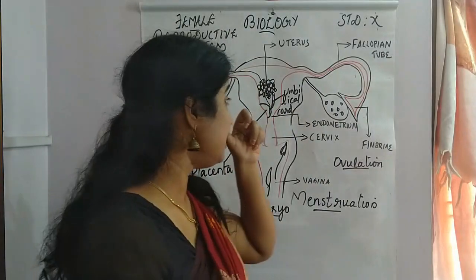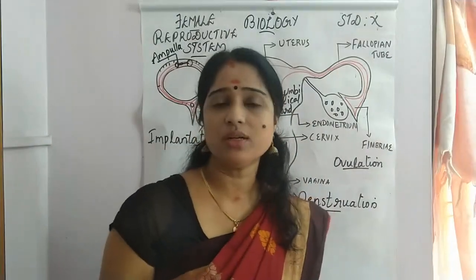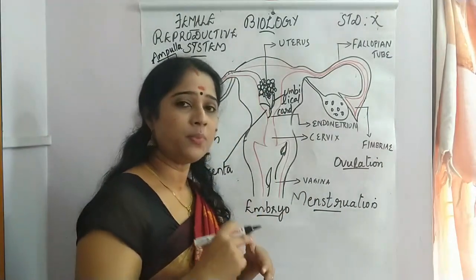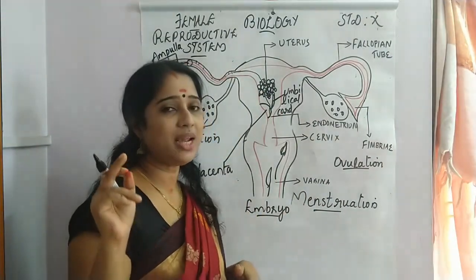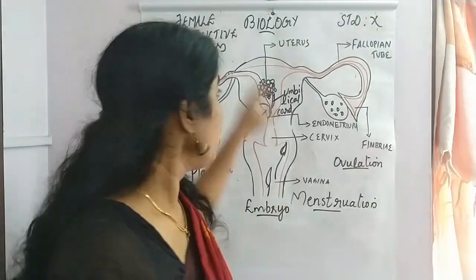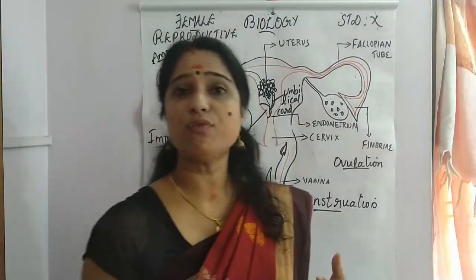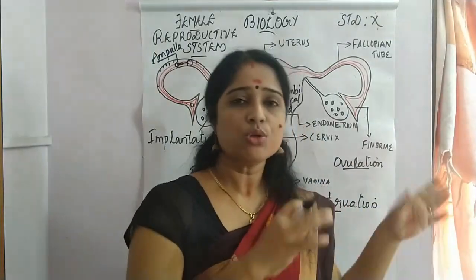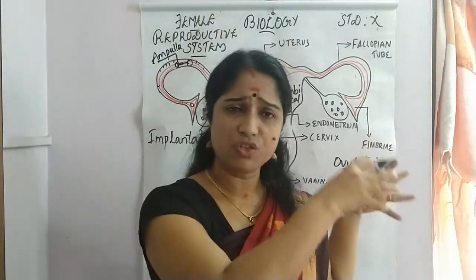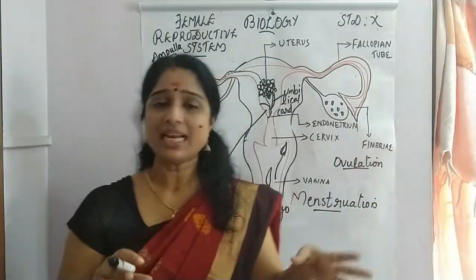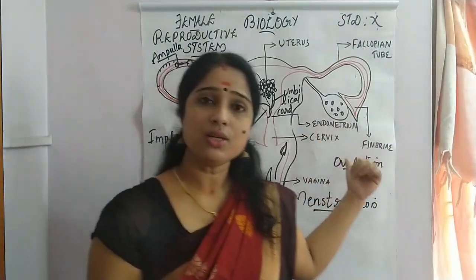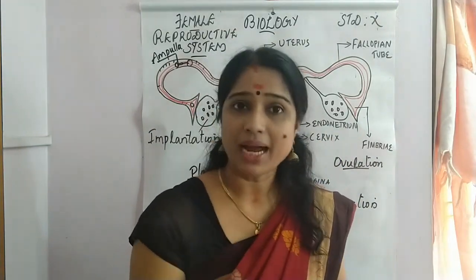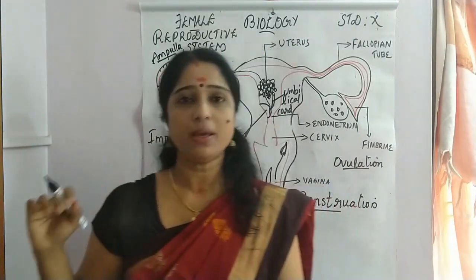So this placenta is a disc-shaped structure attached to the inner wall of the uterus, and the connection is for what? It is to provide nutrients to the developing embryo. Of course the zygote has food storage, because the egg has that. So it had enough storage till it reaches the uterus. Once it reaches the uterus and changes into an embryo, food should be supplied. Then only the embryo can grow into a baby.